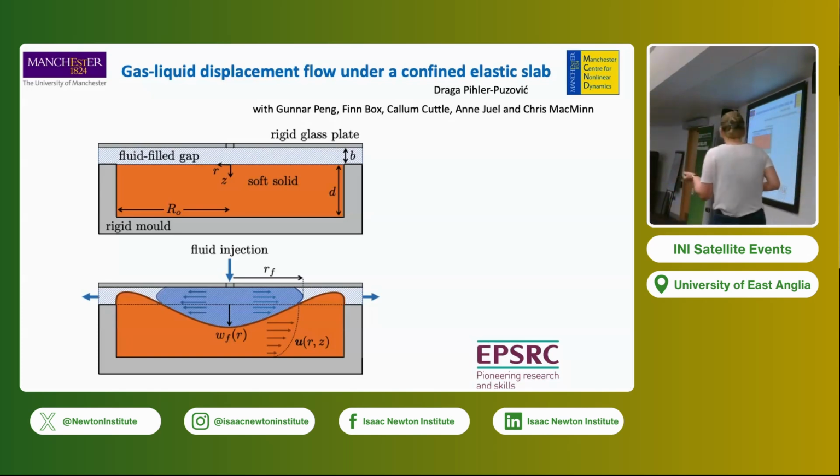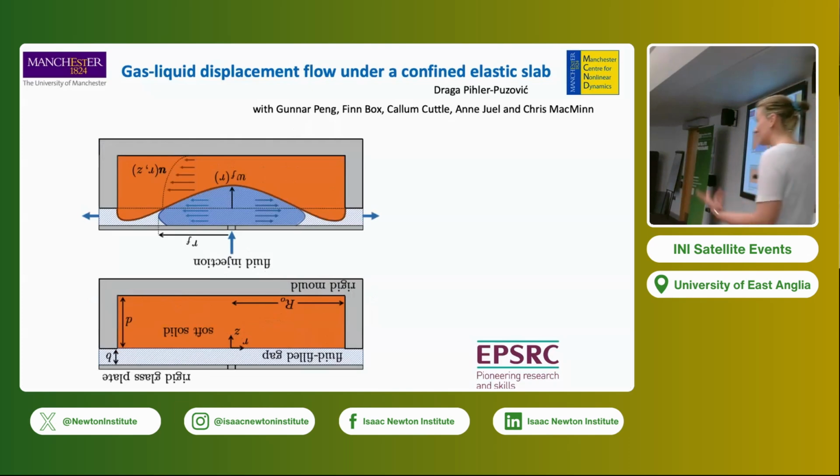The reason why the title is called gas flow displacement under a confined elastic slab is because when Gunnar started doing asymptotics, he decided to put the slab at the top as opposed to what we've done in experiments, which was at the bottom. But essentially, I'll be showing you results assuming that the slab is at the top, and all the experimental measurements are reverted accordingly.